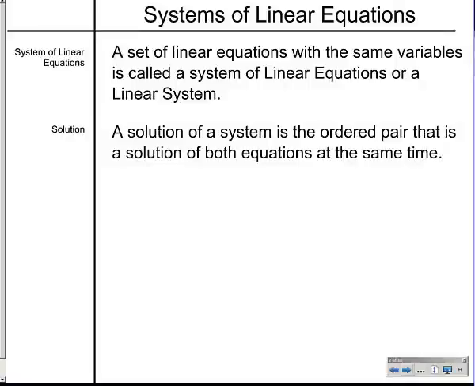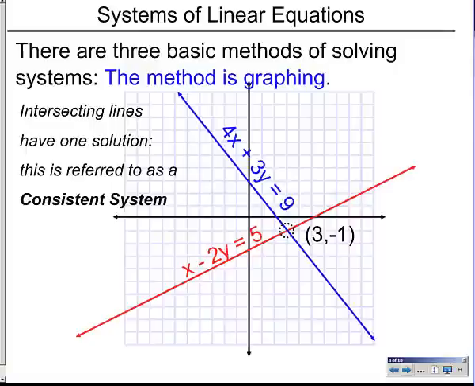The solution of a system is the ordered pair. This is an ordered pair that is a solution of both equations at the same time. There are three basic methods of solving systems. The first method is graphing.